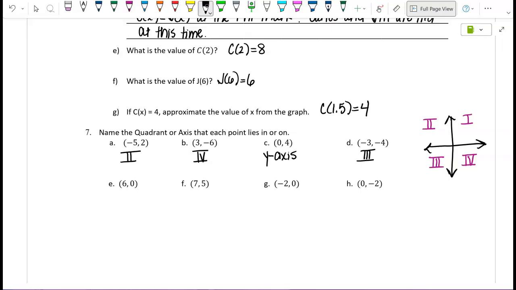6, 0: x-axis, we go to the right 6, but we do not go up or down. 7, 5: we went to the right and up. Negative 2, 0: x-axis. And 0, negative 2: y-axis. So we have to understand how ordered pairs work.